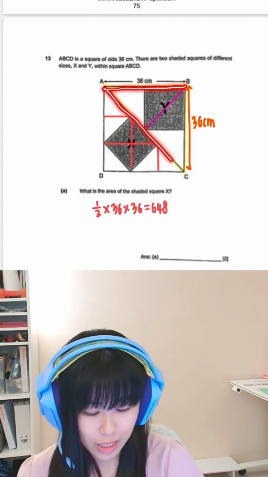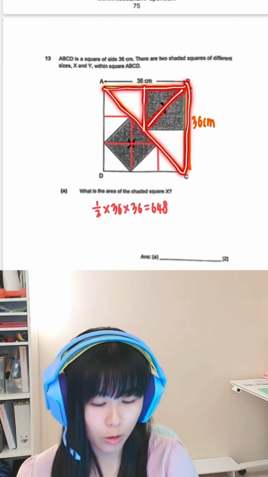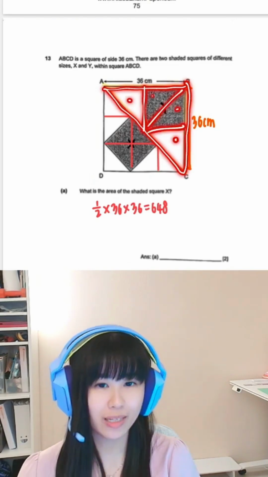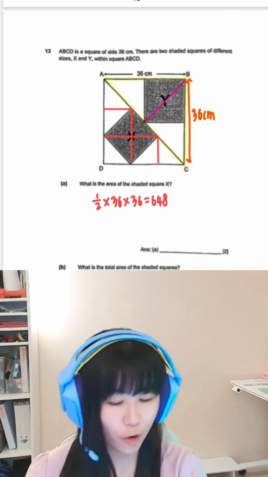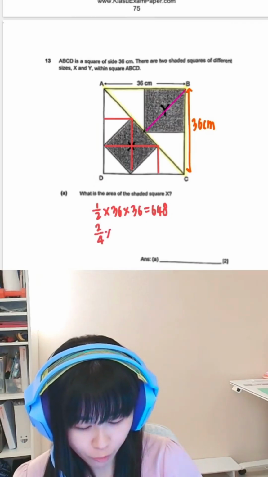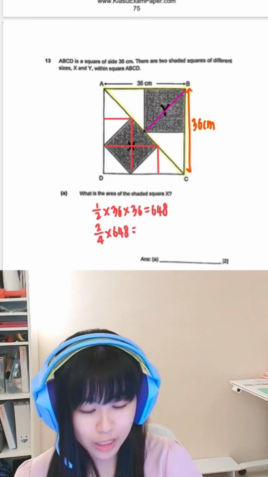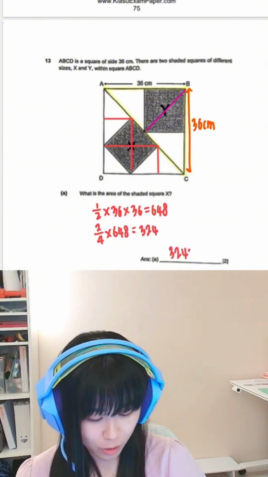If this is 648, you cut the 648 into 1, 2, 3, 4 parts. And your Y occupies 2 parts. So what you do? 648 divided by 2. Exactly. Or you can also take 2 out of 4 of your 648. Because it's 2 out of 4 parts, 324. Answer part A. Okay? 324 cm squared.